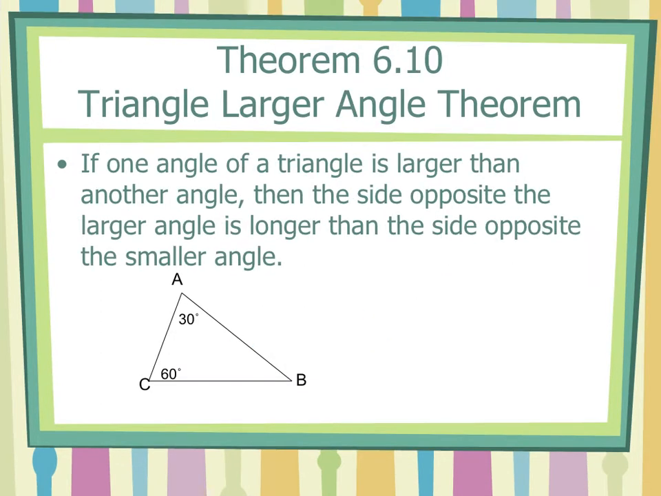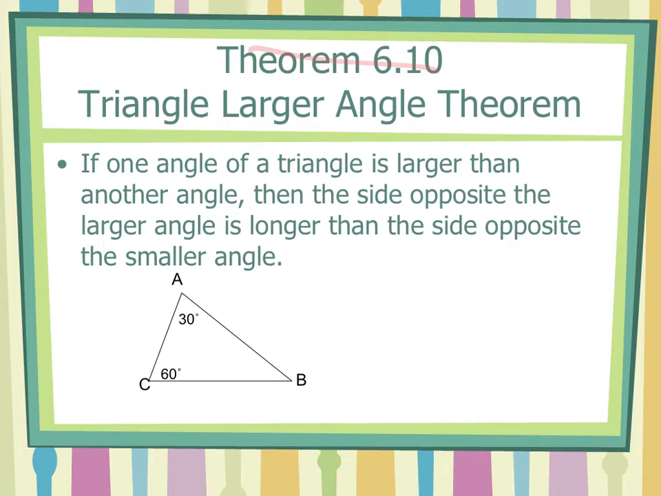The next slide, again, another theorem. Again, the number's not important. This one is called the triangle larger angle theorem. This one now is going to be giving us the angle measure, and then we have to decide which side is bigger. So if one angle of a triangle is larger than another angle, then the side opposite the larger angle is longer than the side opposite the smaller angle.